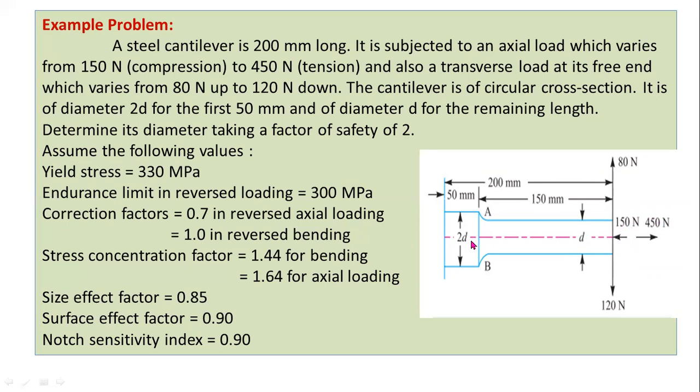Here the total length of the cantilever beam equal to 200 mm. Here it is a stepped shaft. Here the diameter is 2d. Here the diameter is small d. By using these details, you have to find out the suitable size of the diameter, small d, for supporting these loads.